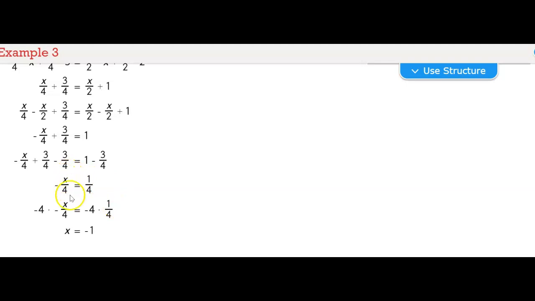Now we need to solve for x. So we're going to take out the negative 4 and multiply it because this is division. So we're going to multiply that on both sides. We're left with this positive x is equal, and we multiply that. That's going to equal negative 4 over 4, which is equal to negative 1.